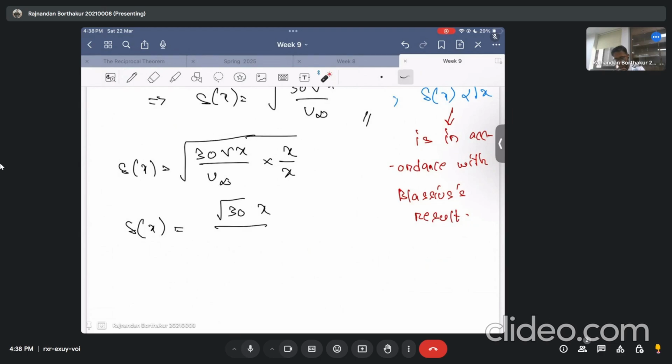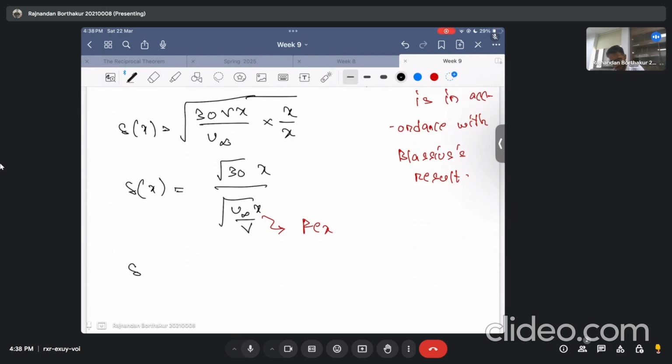This becomes root 30. See, there is an x here and there is an x here. So this becomes x squared. When it comes out of the square root, it just becomes x. And just take all the other in the denominator. So it just becomes square root of u infinity x by nu. And you can appreciate that this u infinity x by nu is nothing but Re_x. That is the Reynolds number.